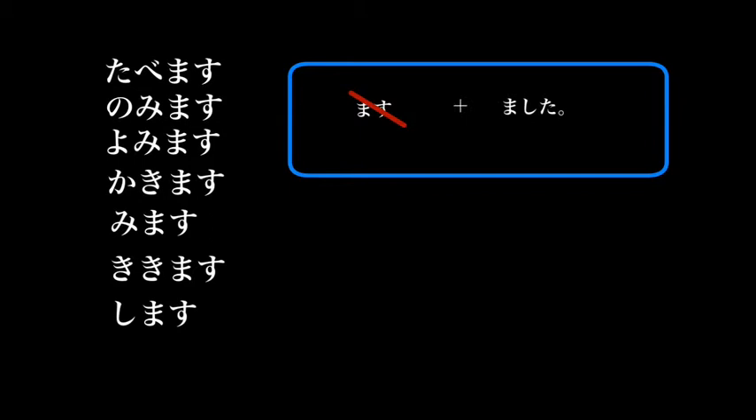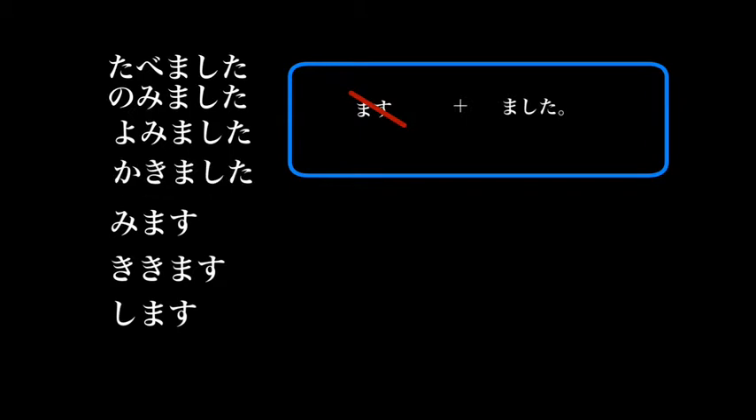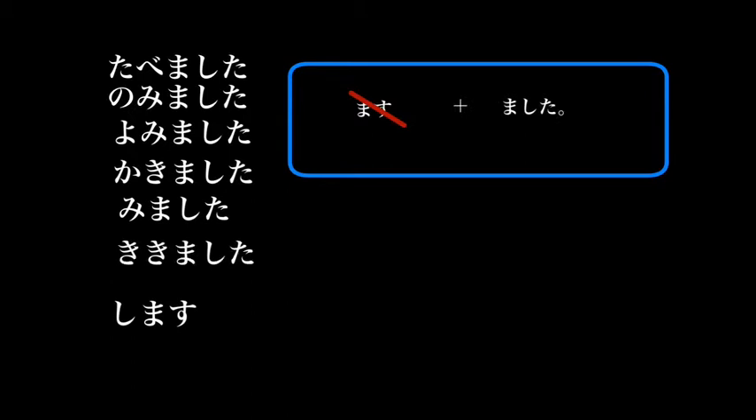Every single verb changes in the same way, in the polite form. So tabemasu becomes, take off the mas, put on mashita, tabemashita. Nomimasu becomes nomimashita. Yomimasu, to read, yomimashita. Kakimasu, to write, kakimashita. Mimasu, to watch, mimashita. Kikimasu, to listen, kikimashita. And shimasu, to play, shimashita.